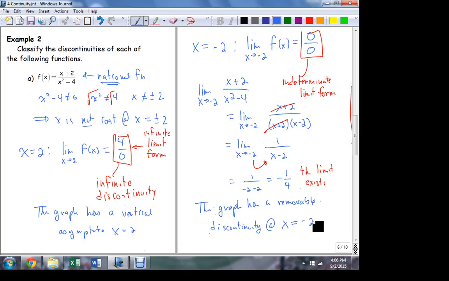So there's two graphic features that I can identify immediately with respect to these discontinuities just because of the nature of those discontinuities. I know this graph has an asymptote at x equals 2 because I got the infinite limit form. I know this graph has a hole punched in it at x equals minus 2 because the indeterminate form led me to the result. Okay, so here's a function that had two discontinuities, but each one was a different type. The infinite discontinuity from the infinite limit form and the removable discontinuity where I was able to establish the existence of the limit even though the function itself didn't have a definition at the given point.